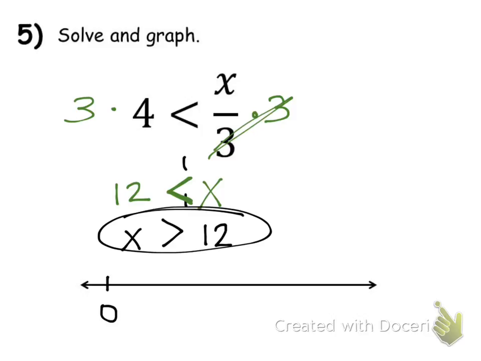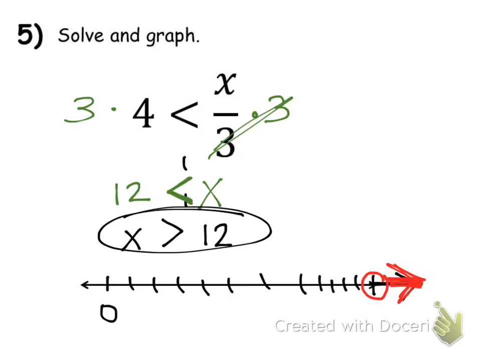Alright, so I have 0, 1, 2, 3, 4, 5, 6, 7, 8, 9, 10, 11, 12. Take a little longer. Do I want to fill in my circle or leave it open? Leave it open, good. And then where are numbers bigger than 12? To the right or to the left? To the right. Again, go by the symbol on your last step. Don't look back to the beginning, because sometimes we move this guy around. Alright, so look right here when you're deciding which way to shade.